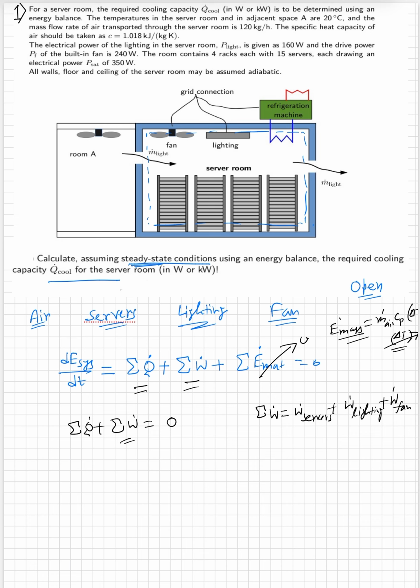So here we have four racks, each with 15 servers, and they are drawing electrical power of 350 watt each. So for four racks and 15 servers per rack, drawing 350 watt, that gives you near about 21,000 watt power. And the lighting power they mention as 160 watt, and fan power is 240 watt.